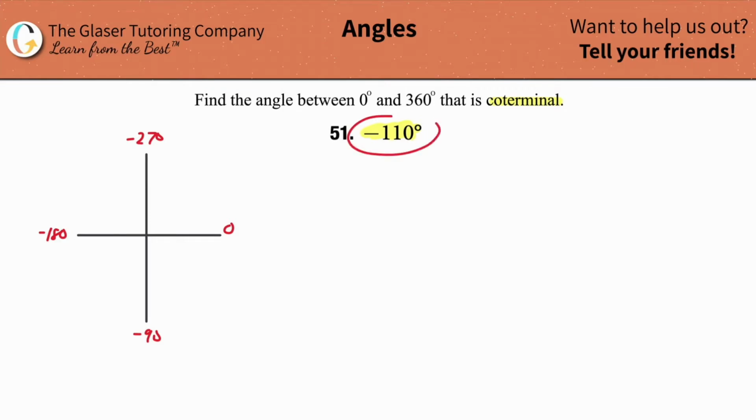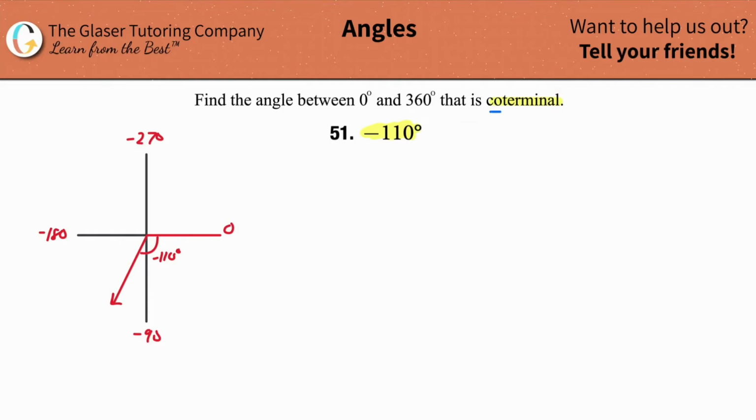So now the question is, where is negative 110 degrees? Well, if you start on the positive x and rotate in the clockwise direction, this would have been a 90-degree rotation, and maybe that's 20 more degrees, right? So maybe this is going to be a 110-degree angle. Okay, negative 110 though.